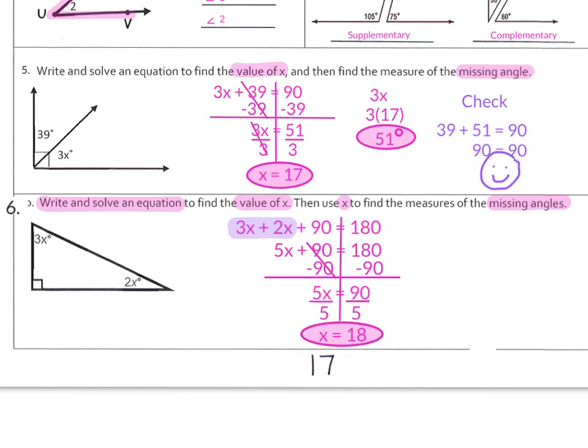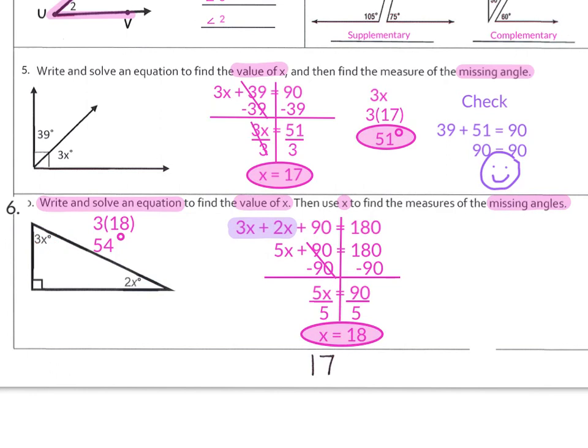But the question also said we needed to find the missing angles. So I need to find what these 2 angles are. So the 3x in this little angle, I'm going to put it in here because there's 2 missing angles and I want to remind myself which one goes where. So the 3x, instead of being 3x, we're going to replace that x with our answer, the 18. So 3 times the 18 gives me 54, and then because it's an angle, I'm going to fill in with the degree symbol. So that angle is 54 degrees.